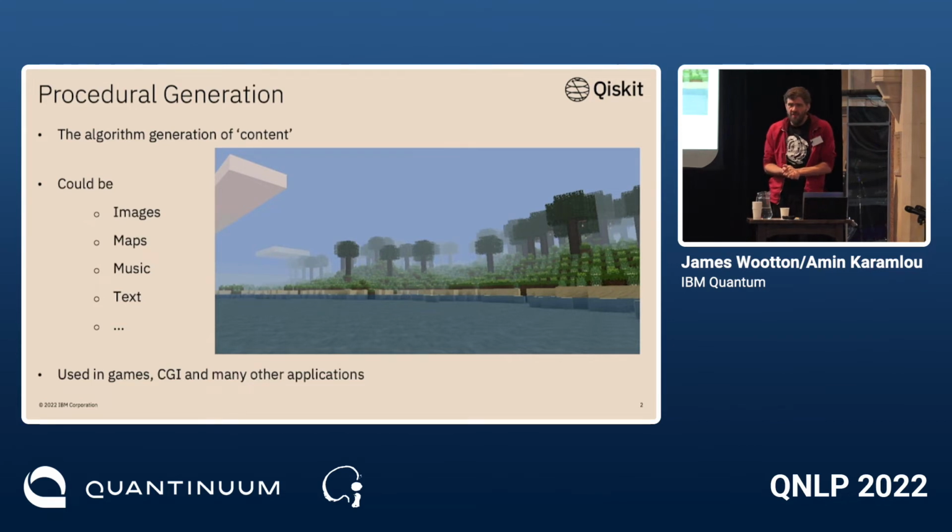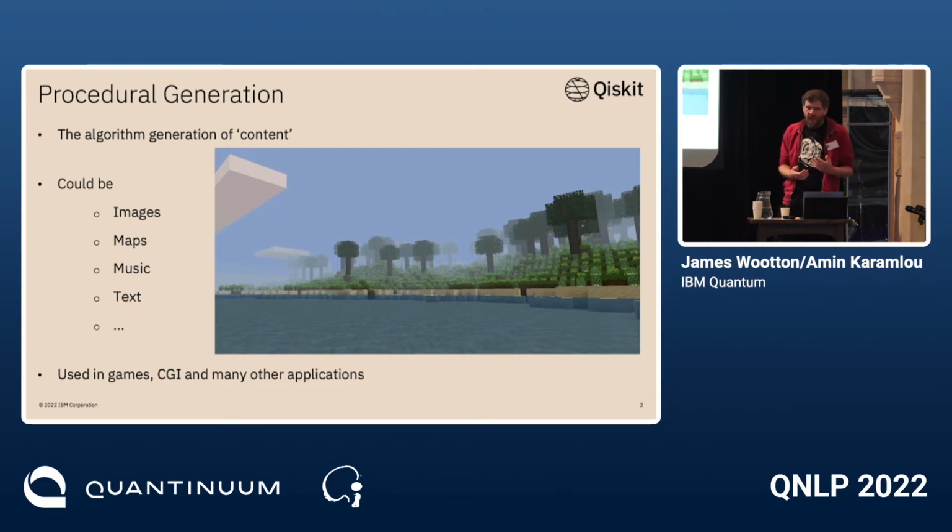So to start, what is procedural generation? It is a huge space of applications where you generate content using an algorithm. So what is content and what is an algorithm? Well, both of them can be pretty much anything, so that's why it's very broad.